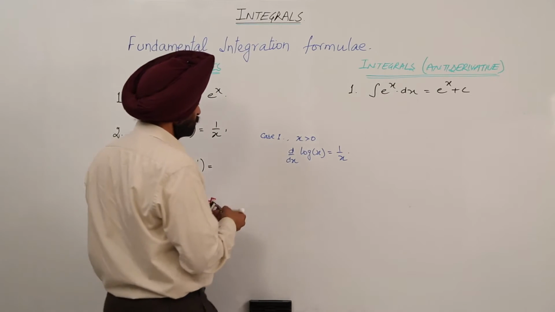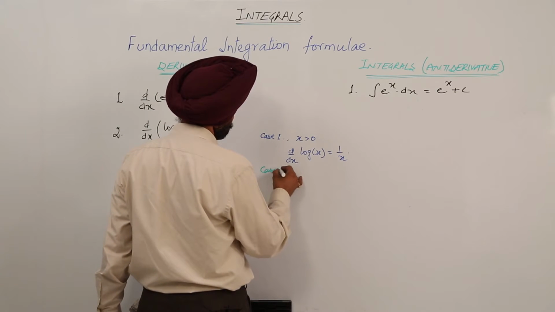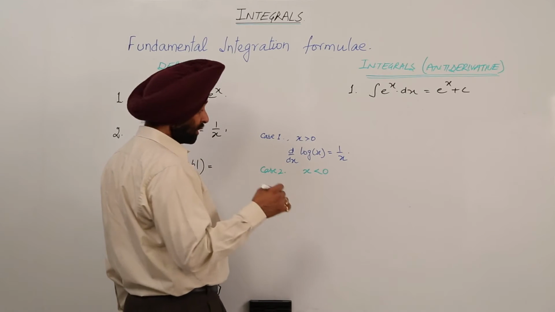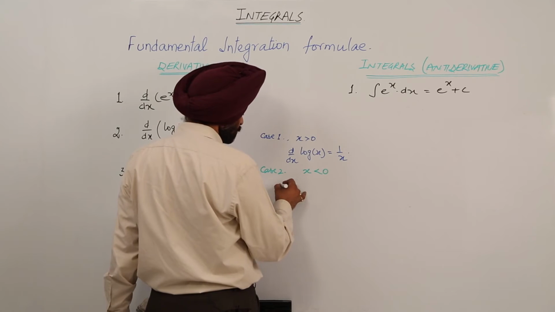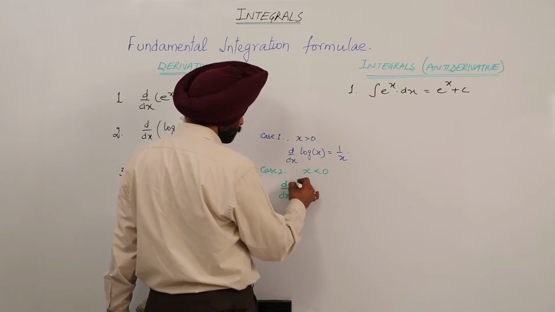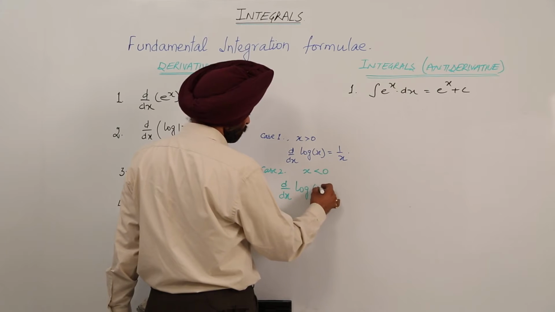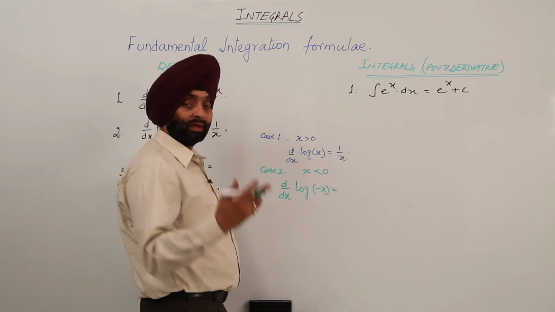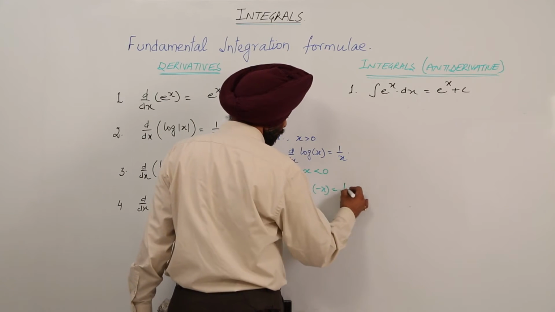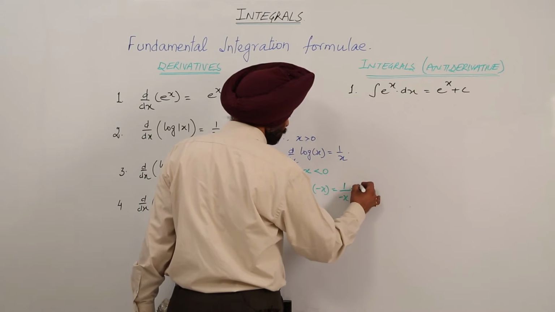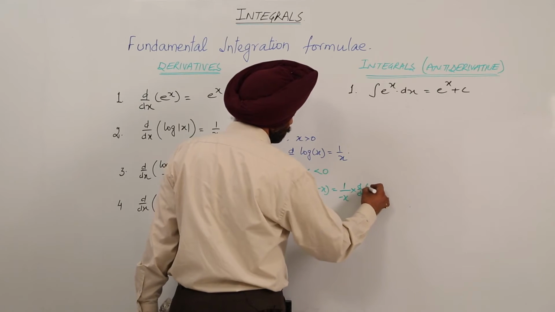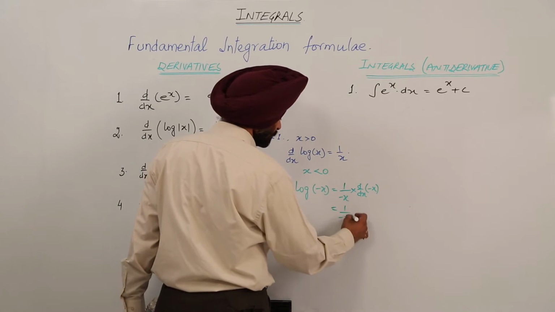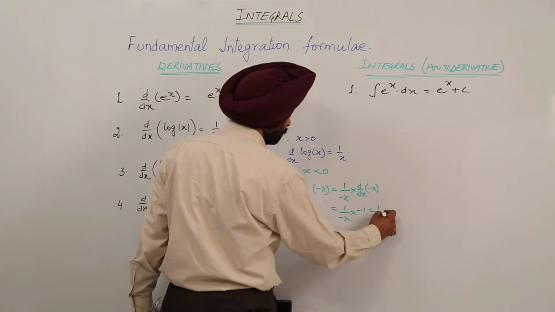Case 2, when x is less than 0. We have already gone through the algebraic formulas. So now d by dx of log of minus x, that is log u, 1 upon u, times derivative of u. So it will become 1 upon minus x into d by dx of minus x. So what we are having? 1 upon minus x into minus 1, that is again 1 upon x.